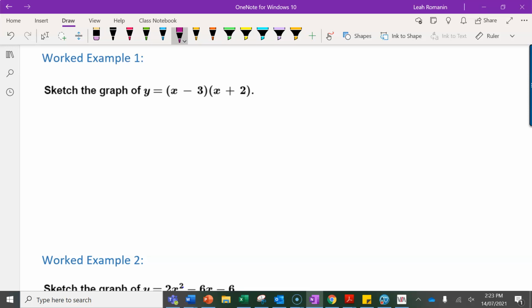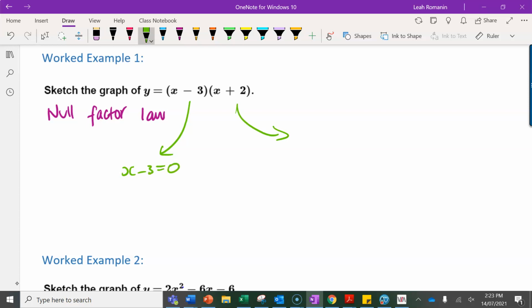So, for those that need to catch up, we can use the null factor law to solve this. The null factor law tells us that if I make either one of those brackets equal to 0, I can solve x using that. Because if one equals 0, then the whole equation is going to equal 0. So I split these up, and I'm going to make x minus 3 equal to 0, and x plus 2 equal to 0, and solve each of them. So in this case, x equals 3, and in this case over here, x is equal to negative 2.